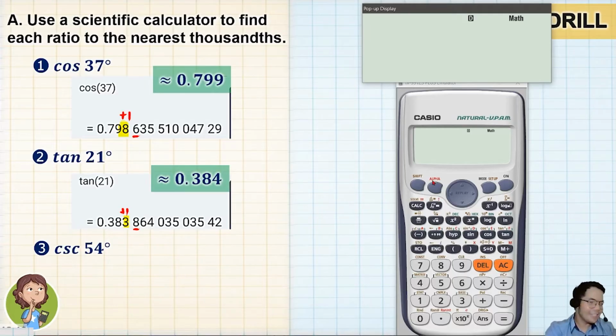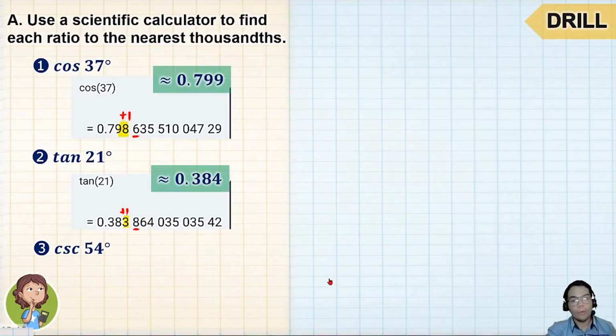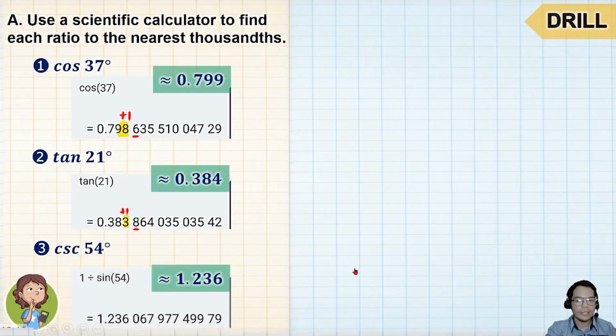So, Lorene, what's your answer? Let's check. How did you get 1.236, Lorene? 1 divided by sine, right? Okay, very good. You can look at the screen. Lorene did 1 divided by sine 54, because the reciprocal of cosecant is sine, and that is equal to 1.236. Very good, Lorene. So the correct answer is approximately 1.236. Do you remember now?